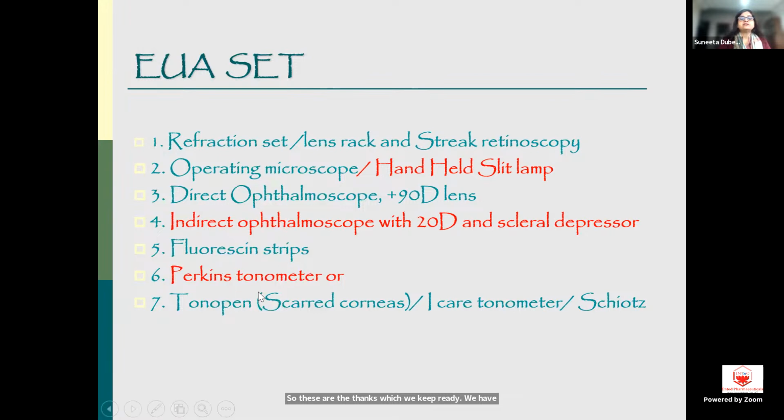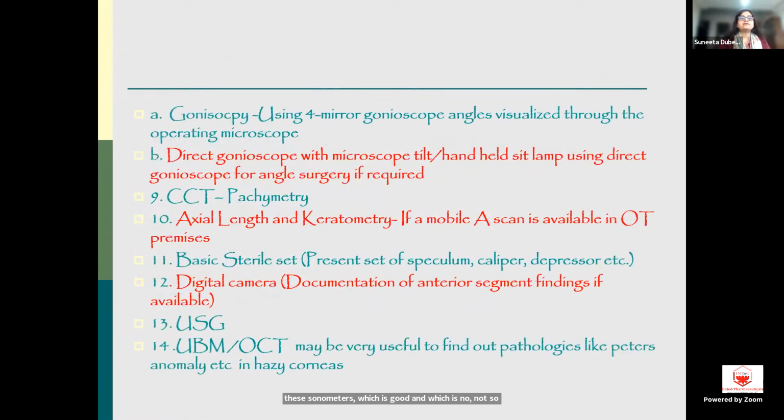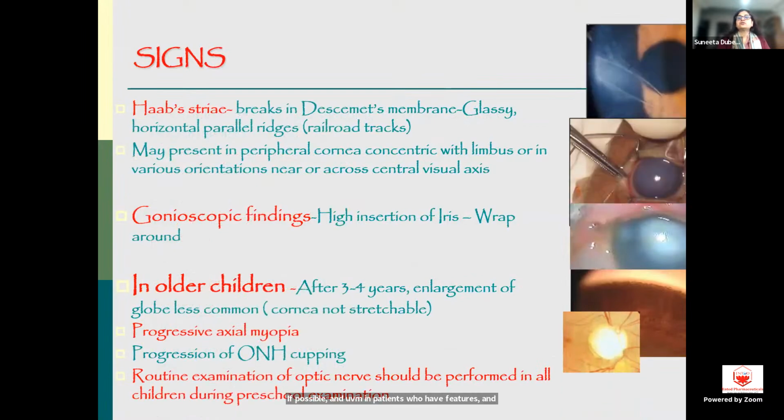Then you should have either an iCare tonometer. I think at the last meeting, last Sunday, we discussed all these tonometers, which are good and which are not so good in the pediatric population. Then you should do axial length. You should even take a picture if possible, and UBM in patients who have Peters anomaly or anterior segment dysgenesis. You will see Haab's striae as the clinical findings, which are breaks in Descemet's membrane, present mostly in the peripheral cornea, then a wraparound incision in the gonioscopic finding.